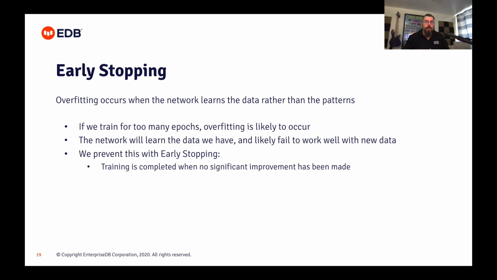Essentially, what we do with this callback is simply say, if we haven't made any significant progress over the last 50 epochs, then stop training. And then that hopefully will prevent us from overfitting.